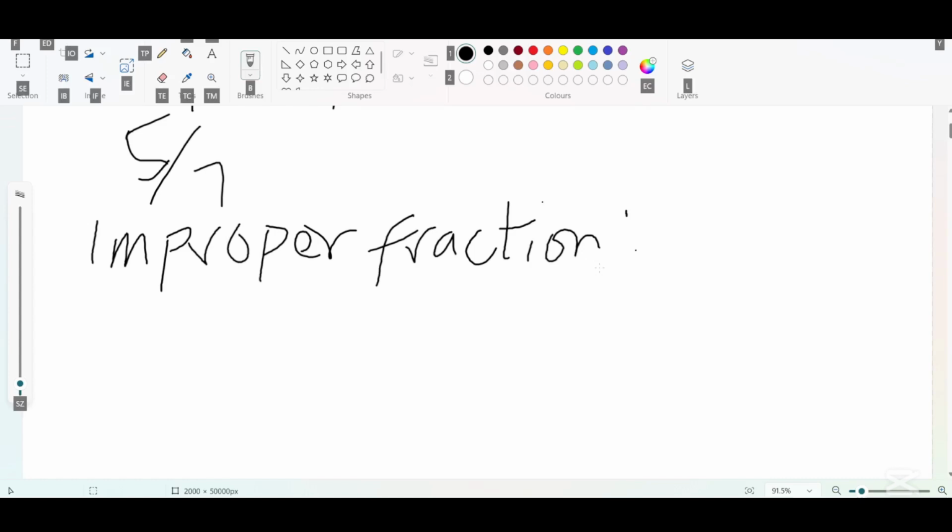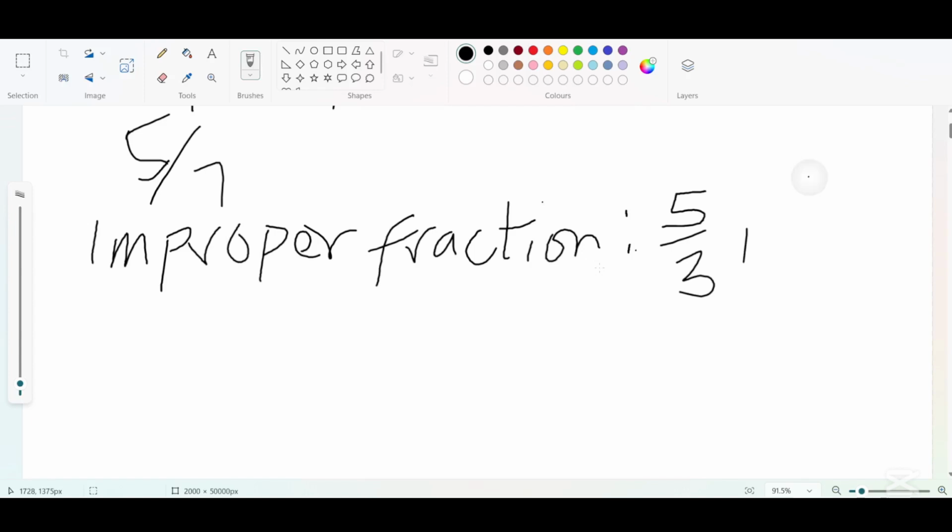Improper fractions are fractions in which the numerator is bigger than the denominator, is greater than the denominator. Like for instance, 5 all over 3, 7 all over 3, 9 all over 5. So these are examples of improper fractions. Looking at these fractions, we see that the denominator is less than the numerator. That's why we call them improper fractions, right?